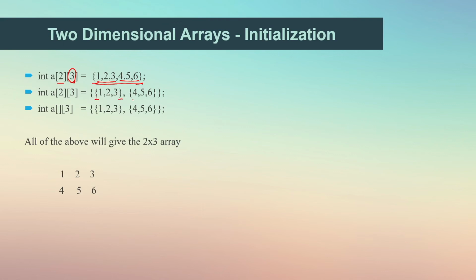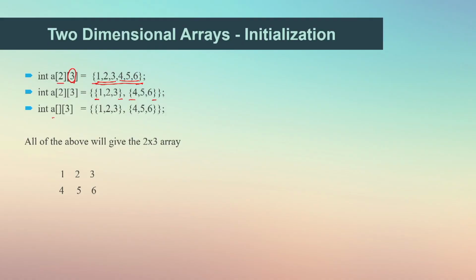Here, one row's elements can be enclosed within curly braces, and the other set of row elements can be represented using curly braces. Altogether, those two rows can again be enclosed within curly braces. This way also we can initialize the values in a two dimensional array, where we need not specify the row size. Even if you are not specifying the row size, the compiler will automatically assume that there are two curly braces, two sets of values given. So, immediately it will understand that the row size is 2.